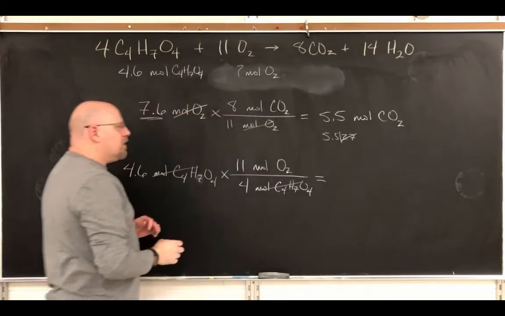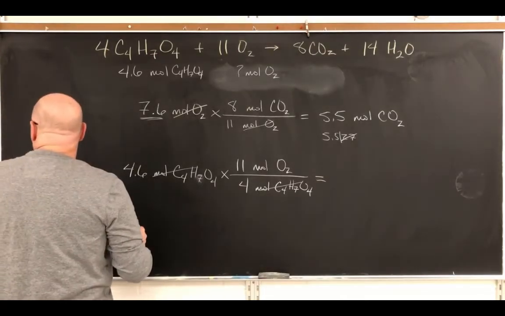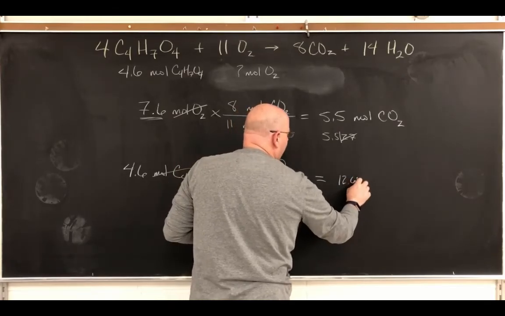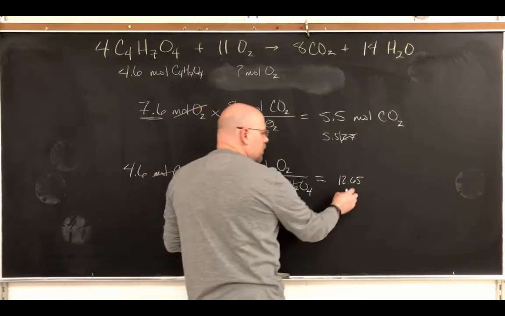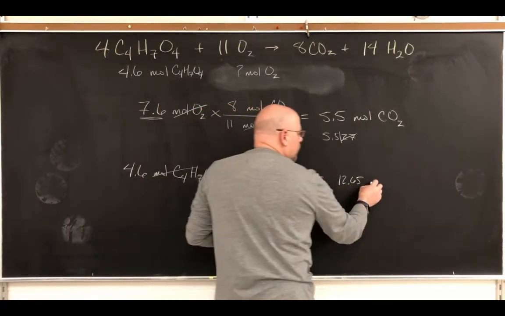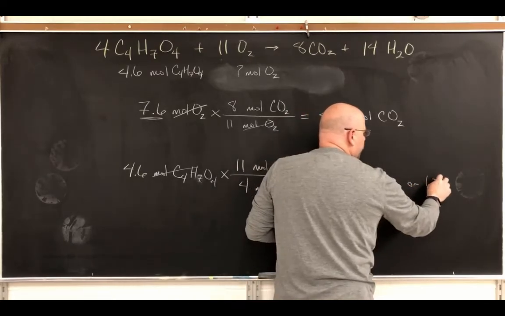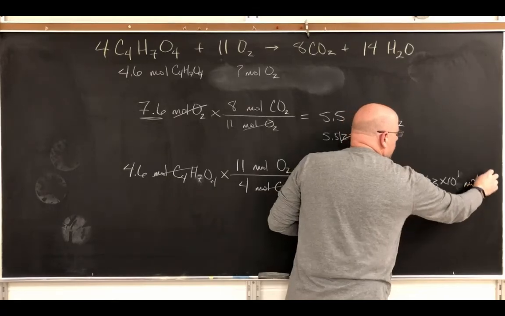All we need to do is calculate it out, and we get a value of, on our calculator, 12.65. But since this only has 2 significant digits, we only need 2 significant digits here. So I'm going to make that 13, or 1.3 times 10 to the first moles of O2.